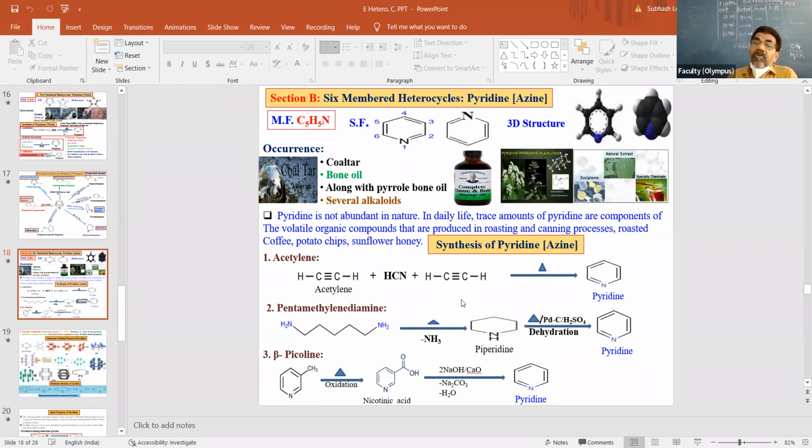What type of question is asked here? Which of the following reagents is used for synthesis of pyridine? The answer must be pentamethylene diamine if it is given. If beta picoline is given, the answer is beta picoline. Or they may ask a confusing question: which intermediate product is obtained in synthesis of pyridine? Nicotinic acid, narcotinic acid, or piperidine? Your answer must be from nicotinic acid or piperidine. This type of confusion question will be asked as one extra question in the examination.